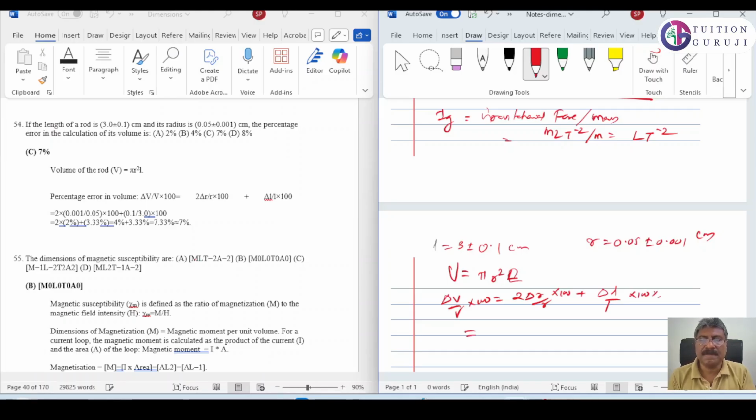So how much will come? So 2 into delta R by R is 0.001 by 0.05, plus 0.1 by 3, into 100. So in percentage terms, we are taking 2% plus 3.33%. So 2 into 2%, that means 7.333%, which is 7%. Okay, the answer is 7%.